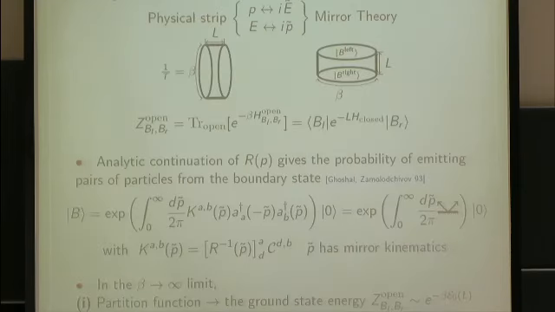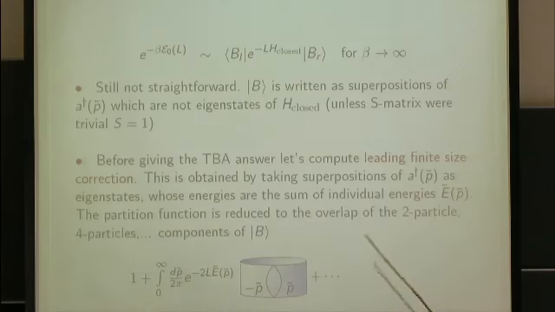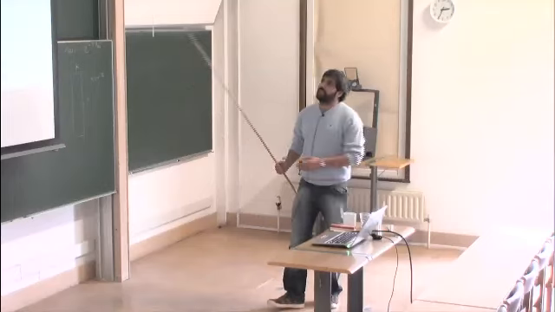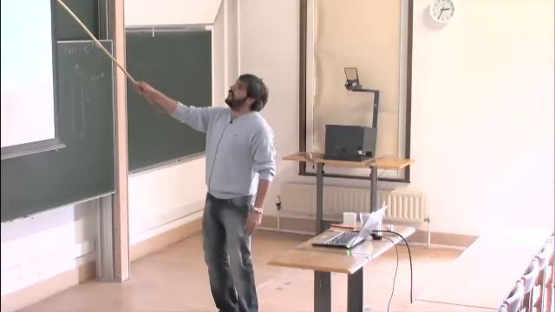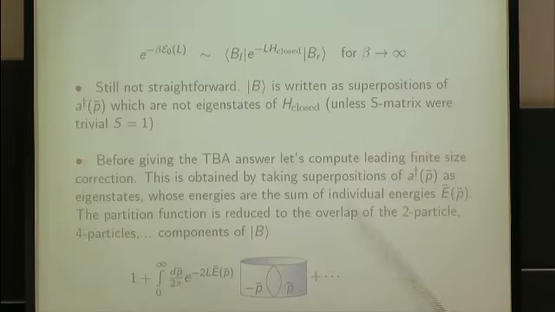if you look at the way I have written this boundary state, I was using just superpositions of states with momentum p and minus p, and they are typically not eigenstates of the periodic, the closed Hamiltonian. They could be eigenstates only if the S matrix were trivial, but it is not. So diagonalizing this and considering the projection of these eigenstates onto these boundary states is precisely what the proper TBA computation does.